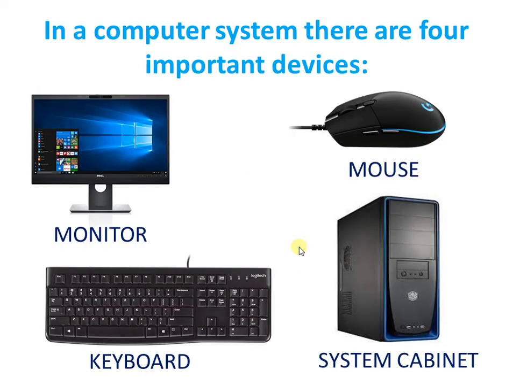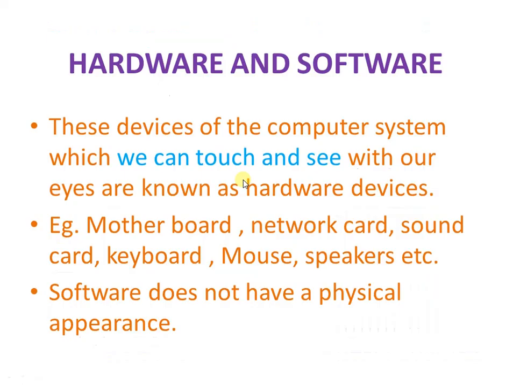Now we have four important devices, as you all know, and we are all using these devices every day. We have four devices in a computer system. The first one is the monitor, which is an output device. Second one is the mouse we all use, and I am using the mouse here to point this out. And keyboard is also an input device which is used to give input in the form of alphabets and numbers. And the system cabinet, which is the most important device, it is the processing unit. So we have four important devices in a computer system.